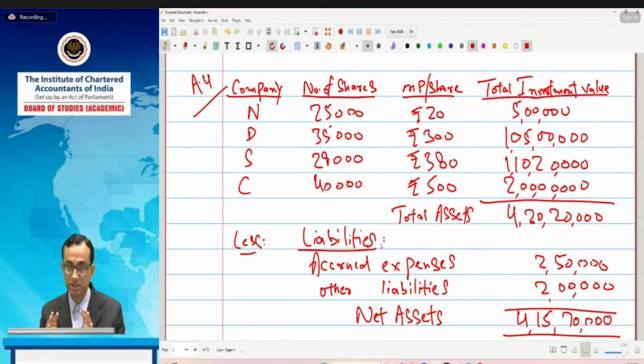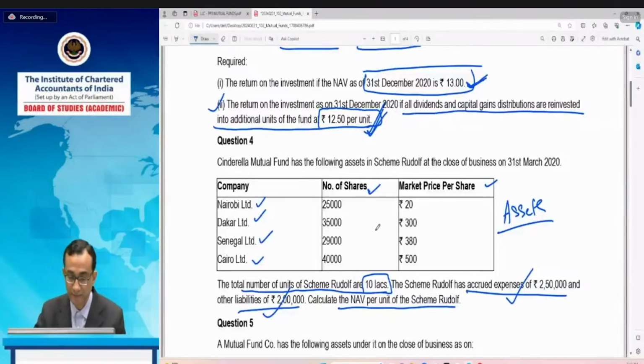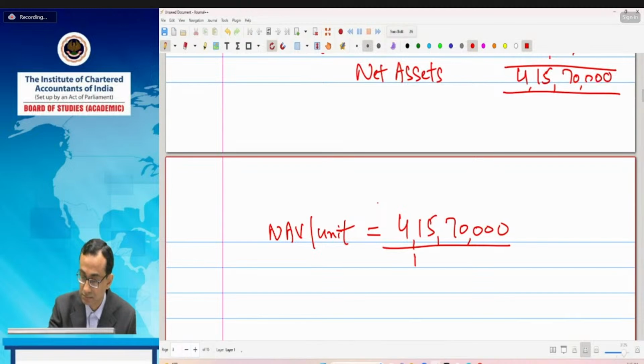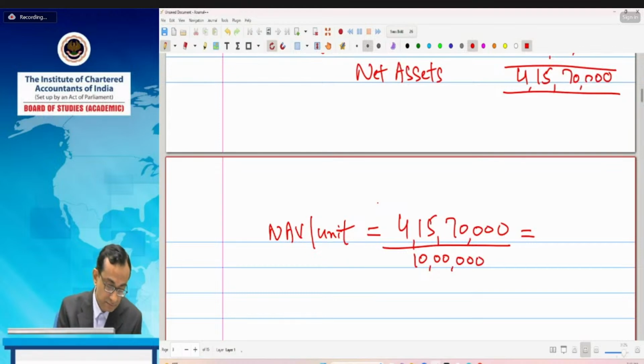In order to calculate NAV per unit, we have to divide the total net assets by the total outstanding number of units, which is given in the question itself. Total outstanding number of units is 10 lakh. So let us calculate this. It is coming to 41.57.